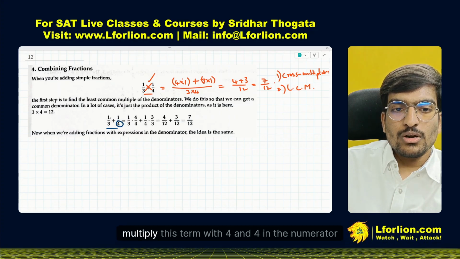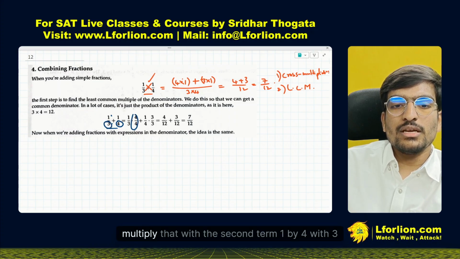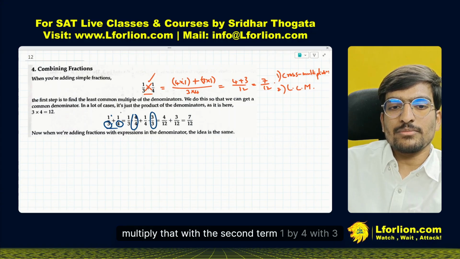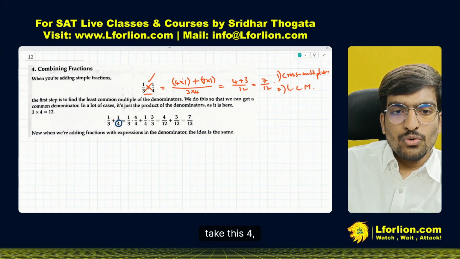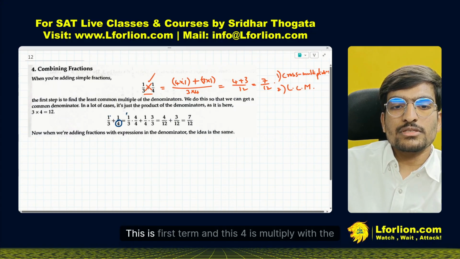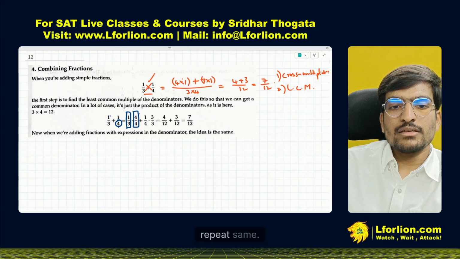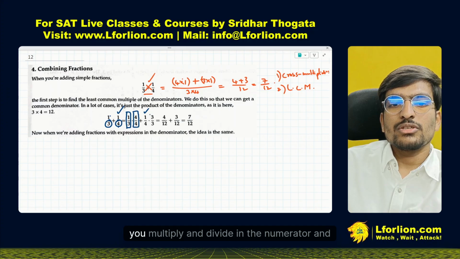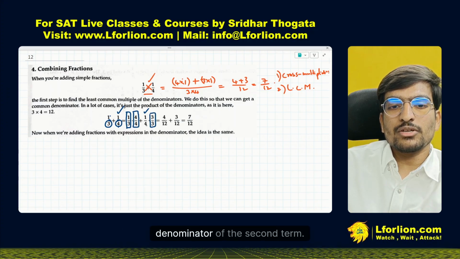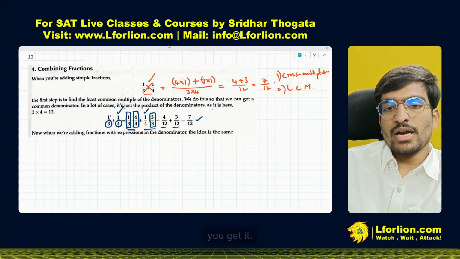Just take this 4, multiply it with the first term in the numerator and denominator, because if you cancel out, it is still the same. Then take the other term, 3, and multiply that with the second term, 1 by 4, with 3 and 3. I repeat, take this 4, multiply with the first term. And then repeat the same: now the second term, you multiply and divide with 3 in the numerator and denominator. So you get common denominator 12, 12, and then you add up, you get it.